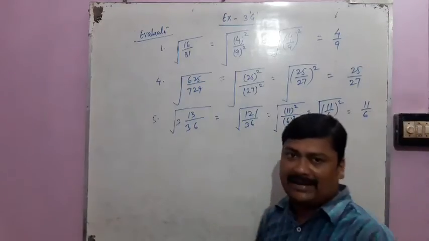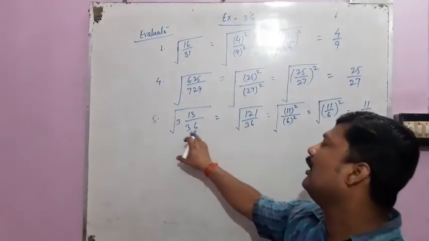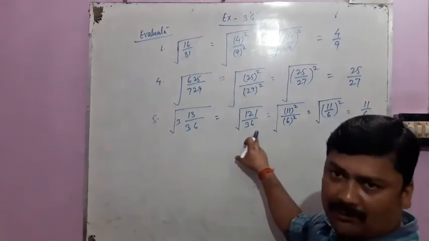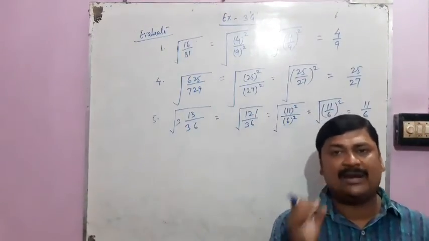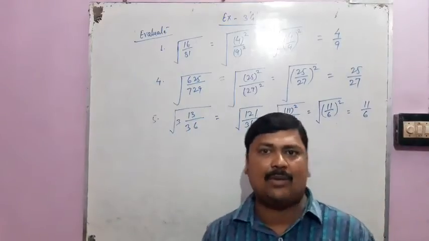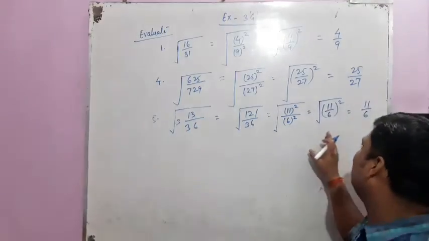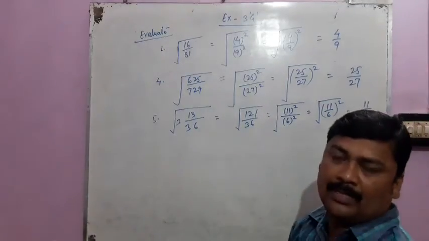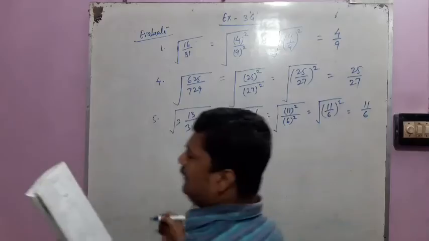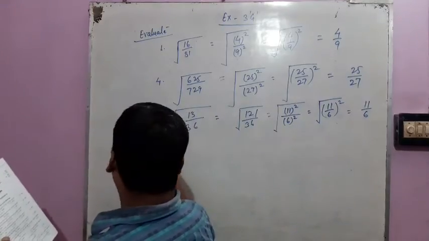Okay students? Again I am repeating the process. First you have to convert the mixed fraction into an improper fraction. Now each term of the improper fraction, numerator and denominator, you have to express in the form of a square, and in this way you can find the square root of the given mixed fraction. One more example of that, you have to look here. Question number 7.